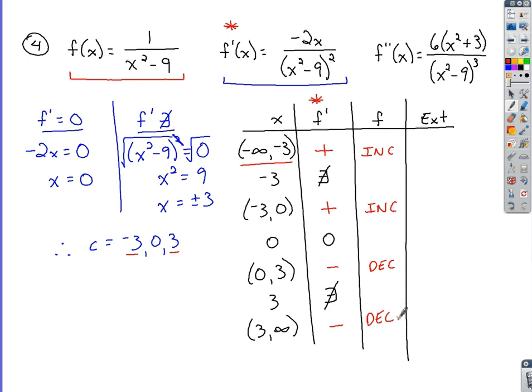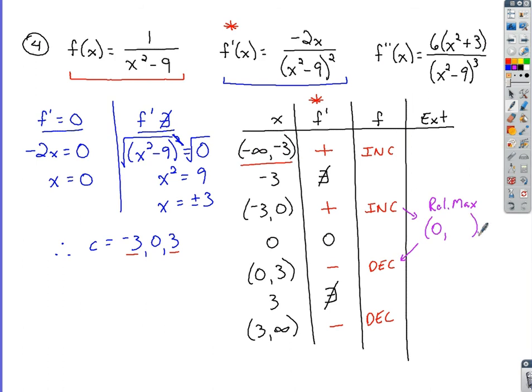And as extreme points go, any relative maxes or mins, we're looking for changes in direction. We only see the one change in direction. We go from up to down right here where x is 0. When we go up to down, that's a relative maximum.